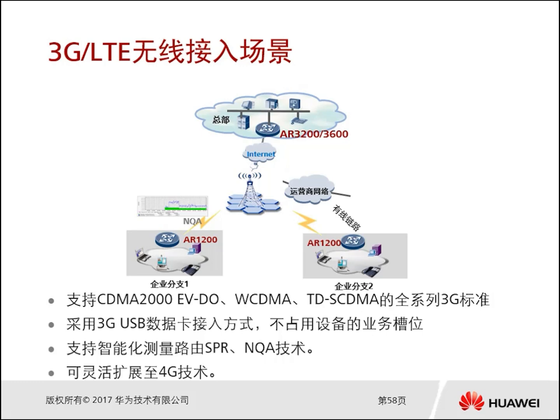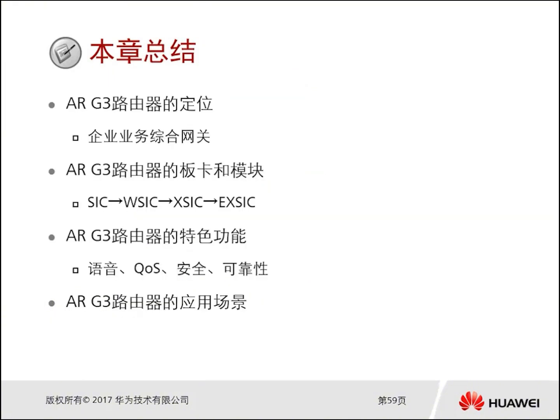At this point, this is an introduction to a product of the AR series routers in this session. So it's coming to an end. Let's take a look at a summary of this chapter. Let's see what exactly we have been talking about. The first one is the AR access router. In terms of positioning, we all know it is a comprehensive gateway for enterprise business. We said from the beginning, it is a gateway. It is the only gateway connecting the internal network and the external network of an enterprise.